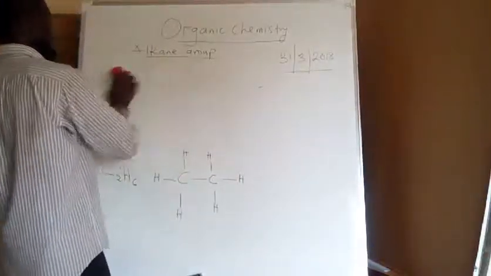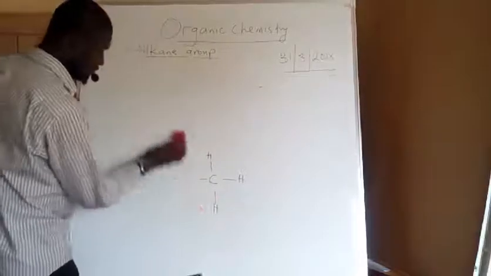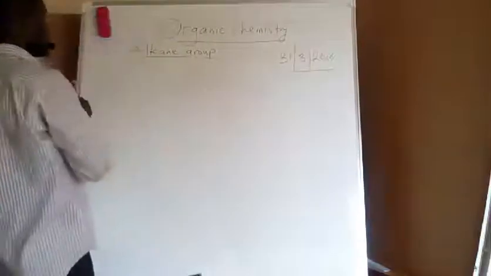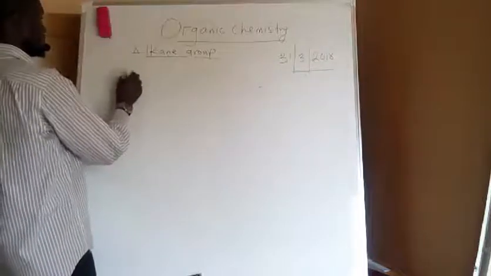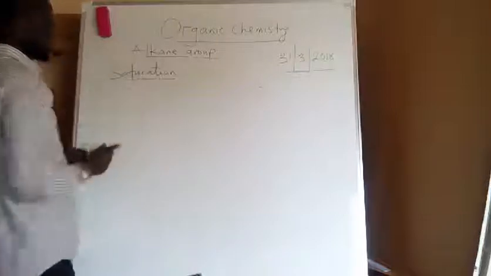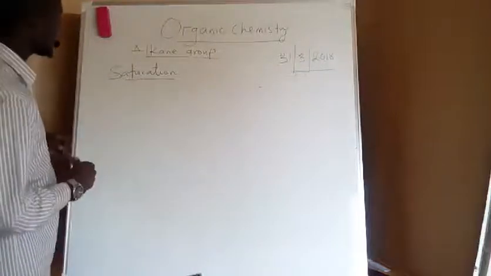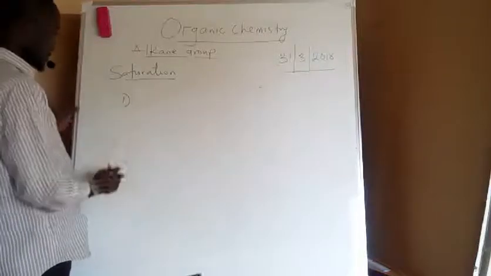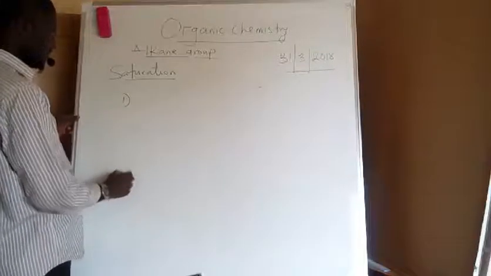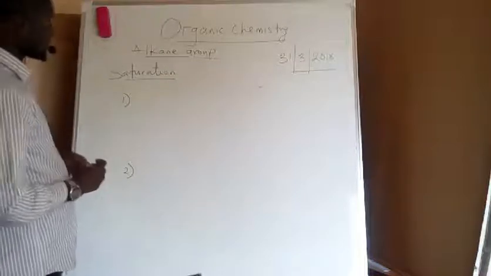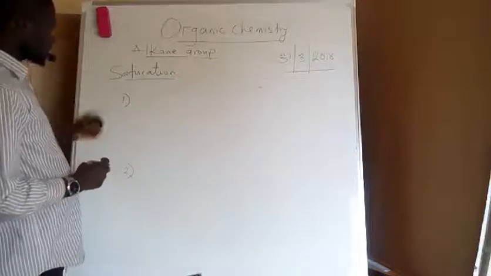Okay, now having seen the structure, we said alkanes are saturated hydrocarbons. Alkanes are saturated hydrocarbons. So let's look at the meaning of the word saturation. Why are they saturated? We have 2 definitions for saturation, a first definition and a second definition. Let's explain the 2 definitions and see what saturation means.